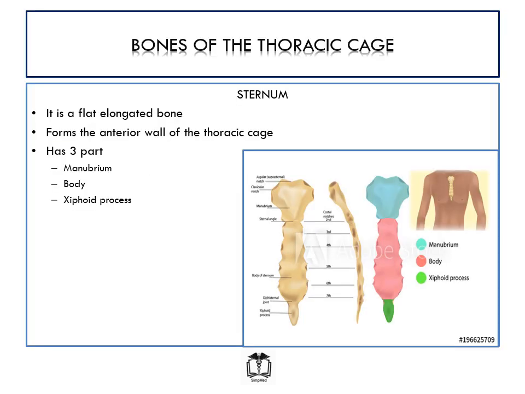So let's dive a little bit deeper, talking about the bones of the thoracic region. We'll start with the very first, most anterior bone of the thoracic cage, which is the sternum. The sternum is a flat, elongated bone, and it forms the anterior wall of the thoracic cage, as shown. There are three major parts of the sternum: the manubrium, the area in blue; the body of the sternum, which is the largest and longest aspect; and the xiphoid process, the tail end of the sternum located most inferiorly.